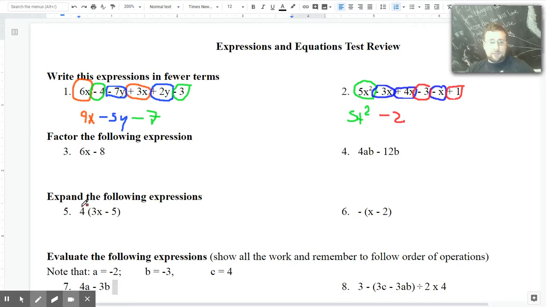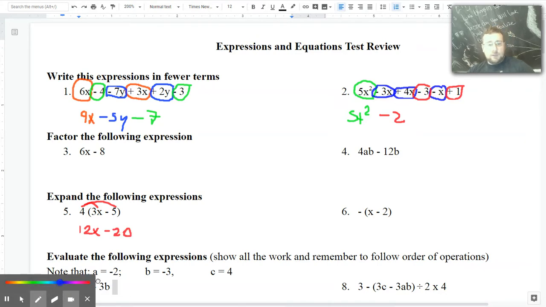Expanding is just getting the first number that's on the outside of parentheses and multiplying it by both numbers inside of parentheses. So if you do that, 4 times 3x gives you 12x. And then 4 times negative 5 gives you negative 20. So there you go. You've expanded.